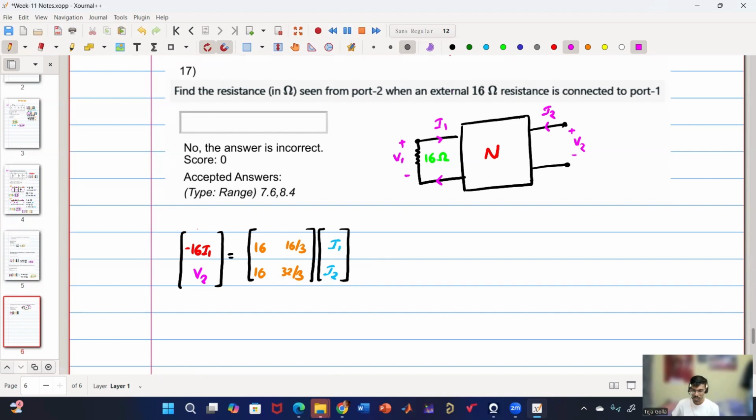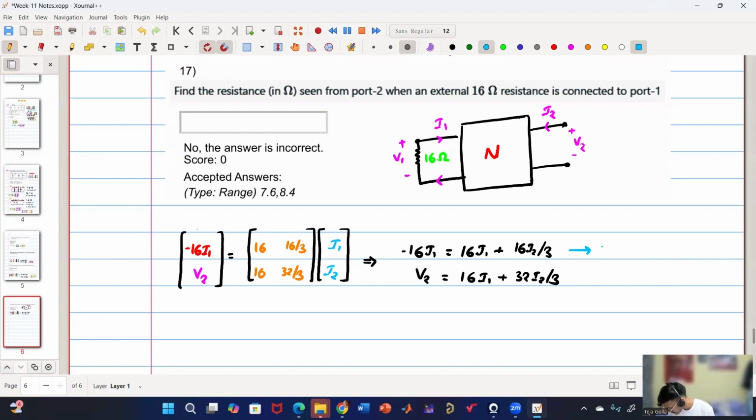Okay. So now we'll get again two equations. The first equation is minus 16 I1 equal to 16 I1 plus 16 I2 by 3, which is my equation 1. And equation 2 is V2 equal to 16 I1 plus 32 I2 by 3. So we have again two equations, two unknowns. And I need which value by which value? They're asking the resistance seen from port 2. So which is it? V2 by I2, seen from port 2.